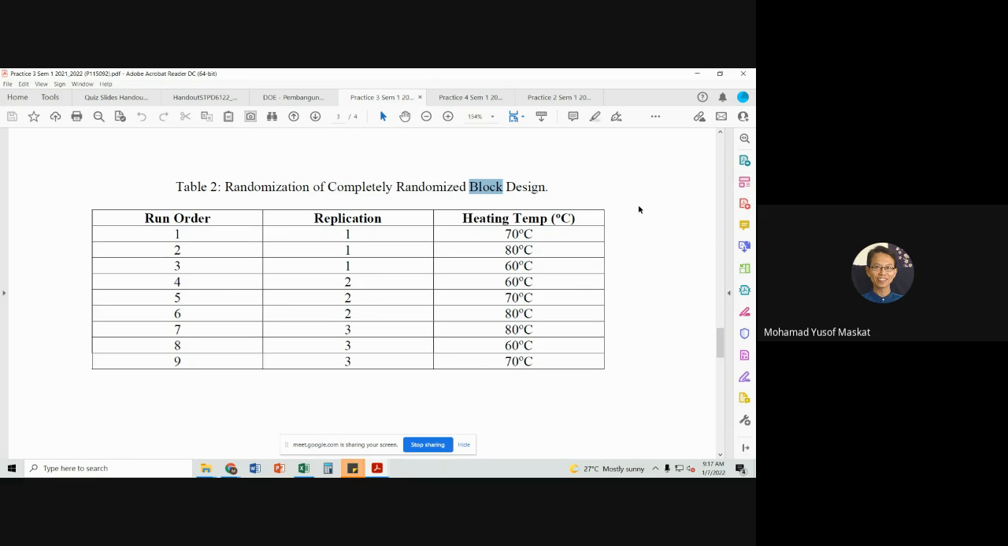For us in food science, it is easier to take the replication as a block. It's more practical because we are lab based. So taking the replication as a block, we do the first block, basically the first rep. So we do the first rep, and you can see over here.